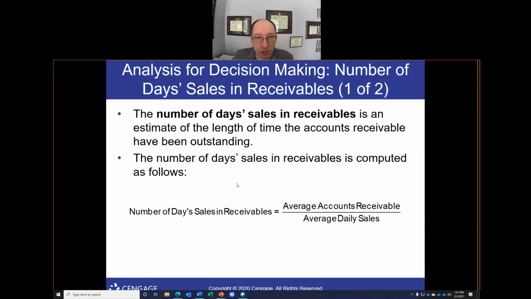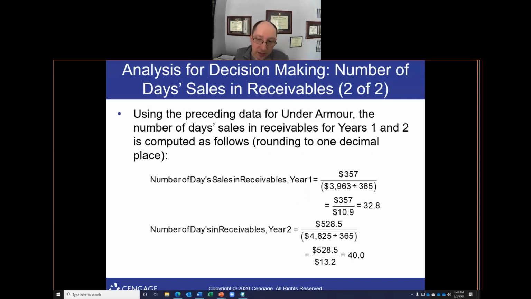The other ratio we use is called the number of days' sales in receivables. It's very similar to the one from the previous chapter. This tells me how long accounts receivable have been outstanding. Obviously, the higher this one, the worse it is. So we take the average accounts receivable divided by average daily sales. Average accounts receivable, as you know, is the beginning of the year receivable plus the end of the year receivable divided by 2. To get average daily sales, we take our total sales divided by 365.